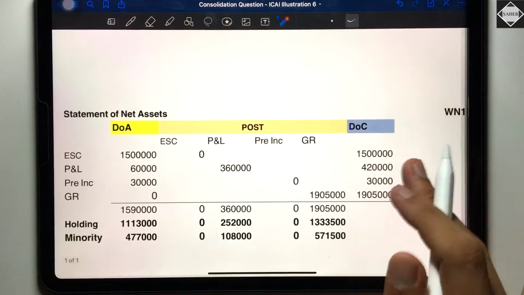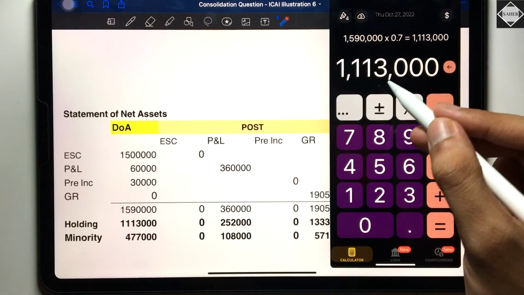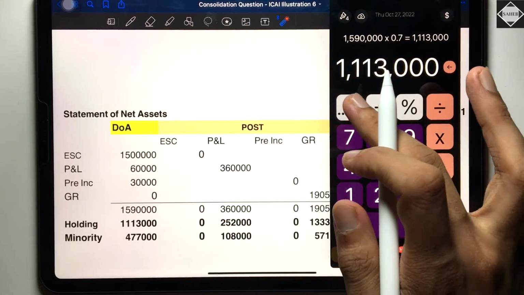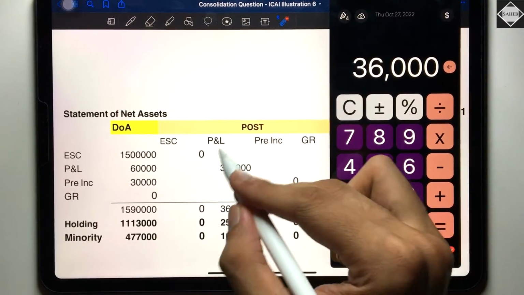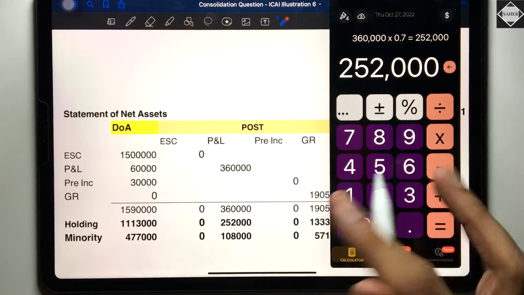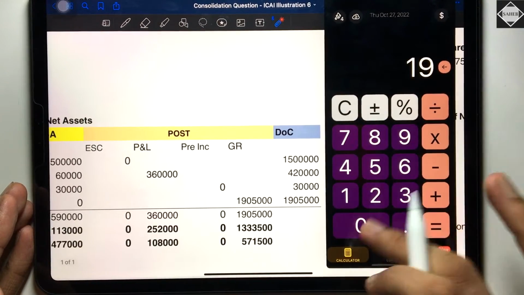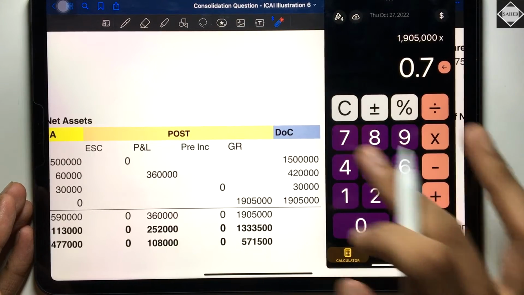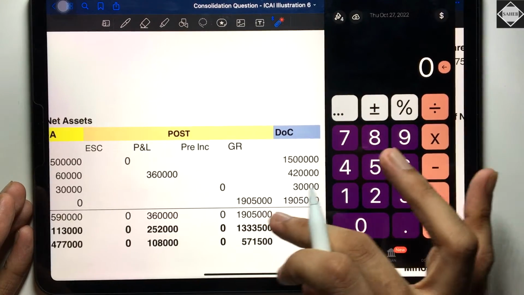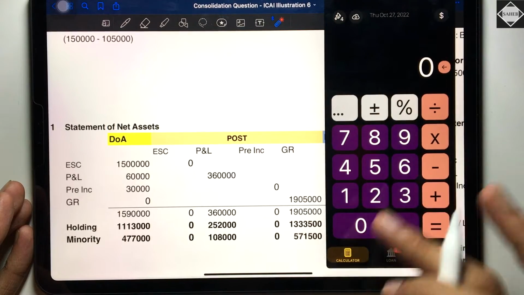See here, 15,90,000 into 0.7, that's equal to 11,13,000. Then just go on calculating: of this P&L, 3,60,000 into 0.7, that's equal to 2,52,000. And then GR 19,05,000 into 0.7, that's equal to 13,33,500. Yes. So the holding stake is done.